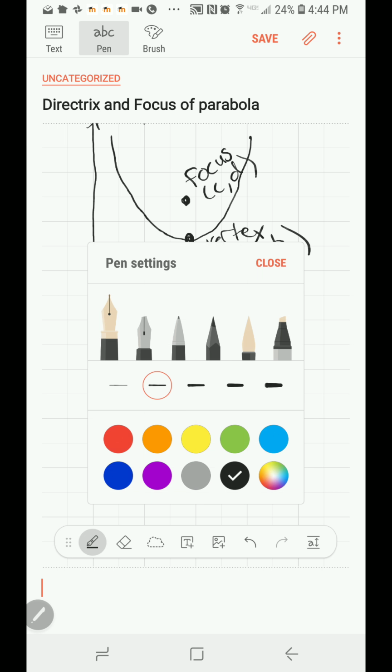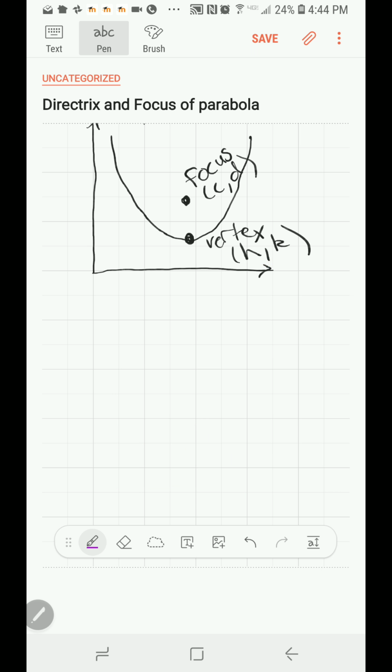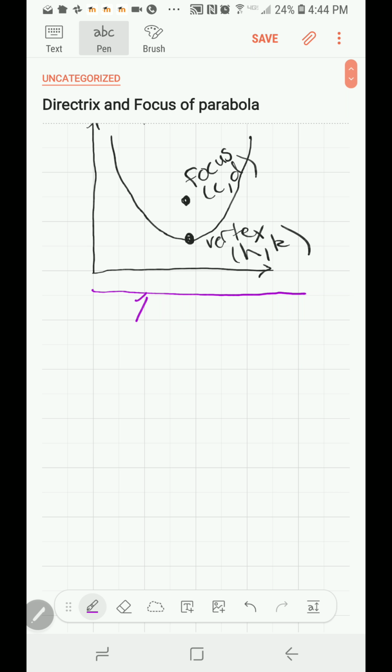And I'll draw this other line in a different color just so we don't get confused. The directrix will be this line. Directrix. No tricks intended. So if you can see here, the distance from here to here and from here to here is the same distance. We'll call that distance P. Same distance from one to the other, P.